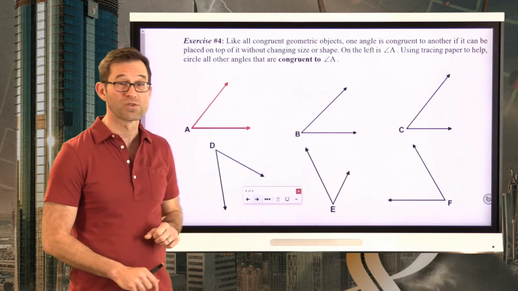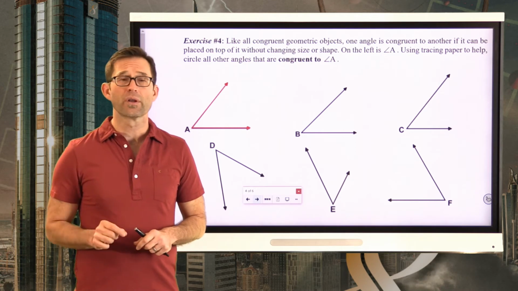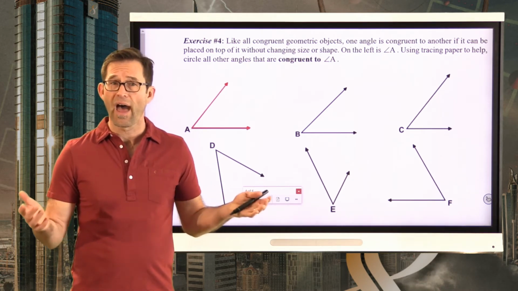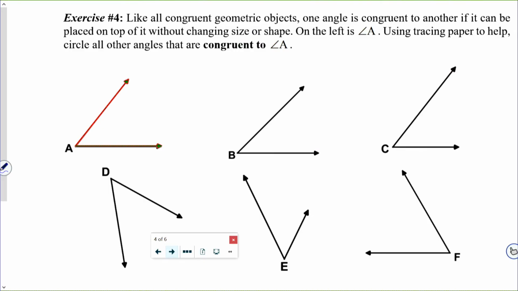Let's look at some other things. We can also talk about congruent angles. Now, congruent angles are a little bit trickier because an angle, of course, is a collection of just two rays that have the same starting point. So let's take a look at exercise number 4. Like all congruent geometric objects, one angle is congruent to another if it can be placed on top of it without changing size or shape.